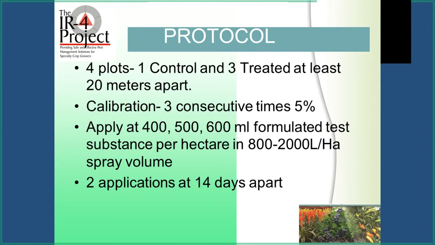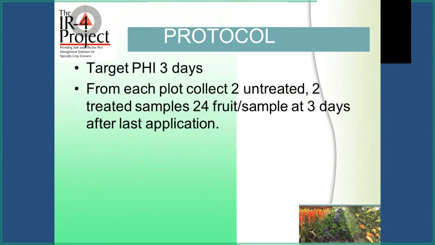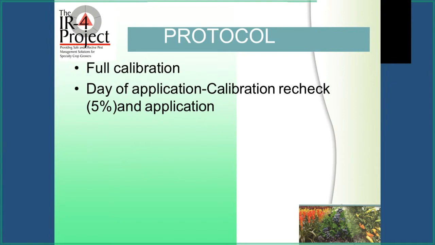And they needed to make 2 applications 14 days apart. The target pre-harvest interval was 3 days. And then they had to collect 2 untreated samples and 2 treated samples. They had 24 fruit per sample and 3 days after the last application. Next slide, please. They conducted a full calibration, and then on the day of application, they did a recheck. Slide, please.